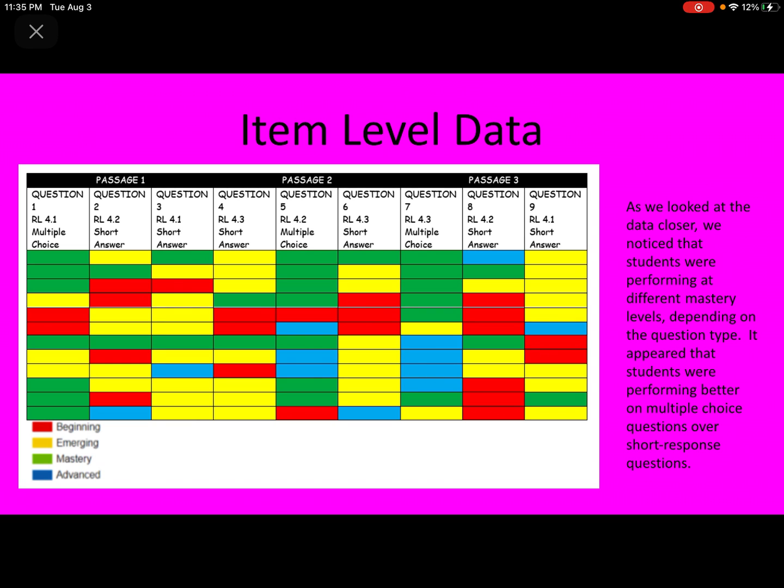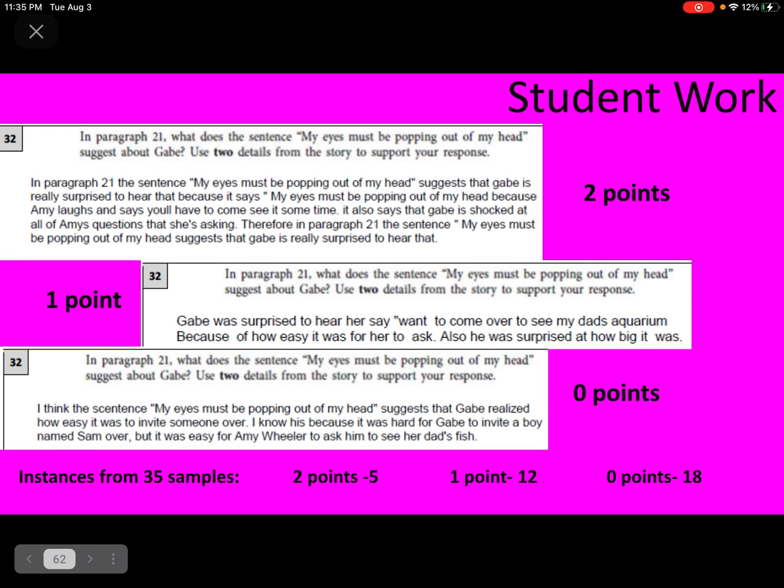When we did a deeper analysis of our data, we looked at the item level, and here we were able to look at student performance on multiple choice questions and short answer questions. And what we noticed is that students were scoring higher levels of mastery on multiple choice rather than short answer.